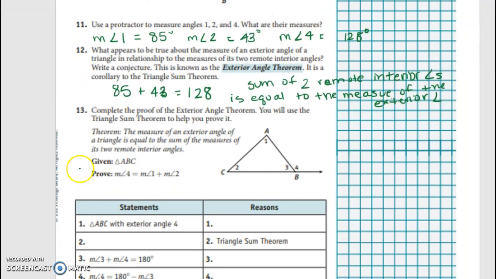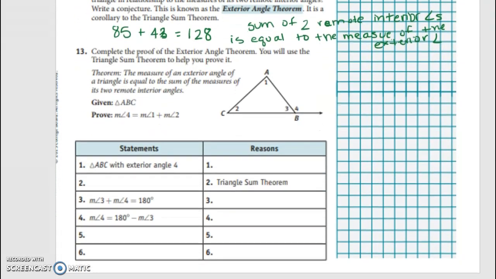Okay, so number 13 says complete the proof of the exterior angle theorem. So we made a conjecture, now we actually want to prove it, just like we did with the triangle sum theorem. You will use the triangle sum theorem to help you prove it. Okay, theorem: the measure of an exterior angle of a triangle is equal to the sum of the measures of the two remote interior angles.